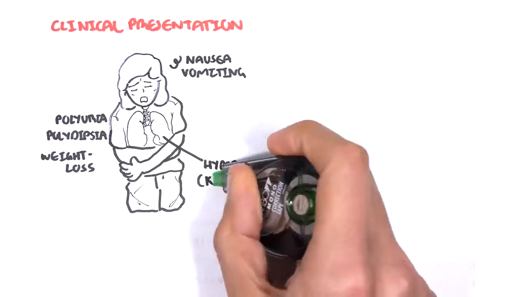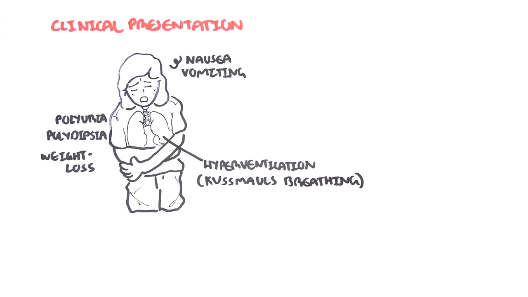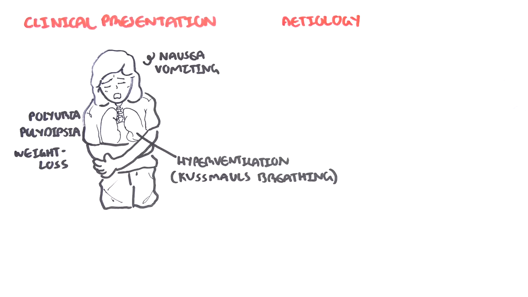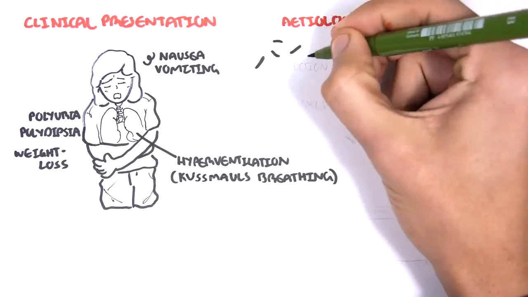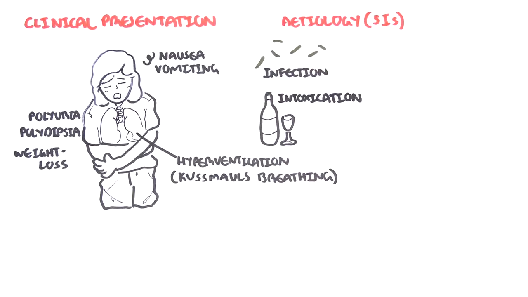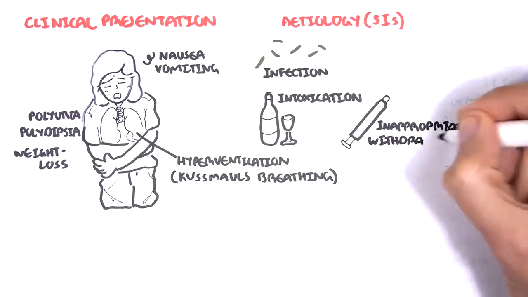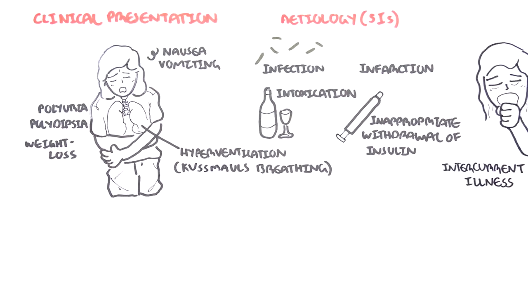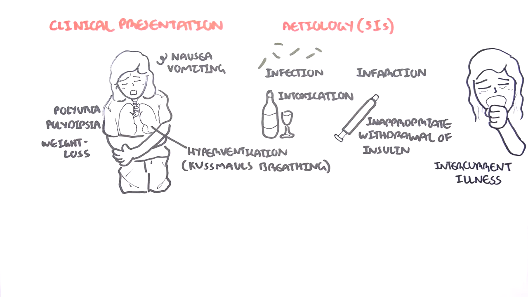Now, diabetic ketoacidosis doesn't occur out of the blue. There are usually some triggers, these etiologies, which can be remembered as the 5 I's. The 5 I's are infection, intoxication, inappropriate withdrawal of insulin, infarction, and intercurrent illness. And these 5 triggers cause what we know as diabetic ketoacidosis.